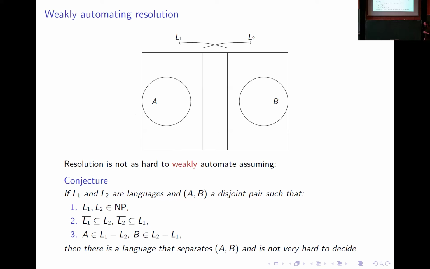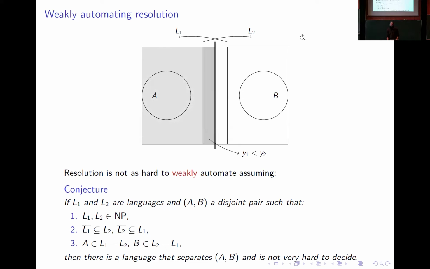And the best support I have at the moment for this conjecture is that its computability analog is true. So if instead of NP sets, these were recursively enumerable sets, then there is a recursive language separating A and B. So if L1 and L2 were in RE, then that's a set separating A and B. So in the darker region, you have all x for which the lexicographically smallest certificate for membership in L1 is lexicographically less than the lexicographically smallest certificate for membership in L2.